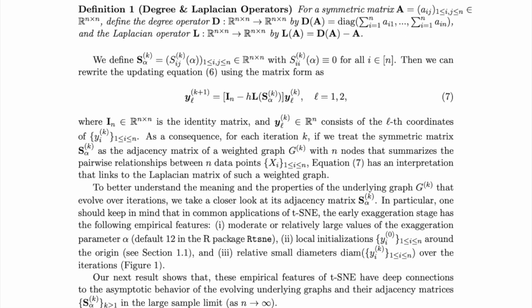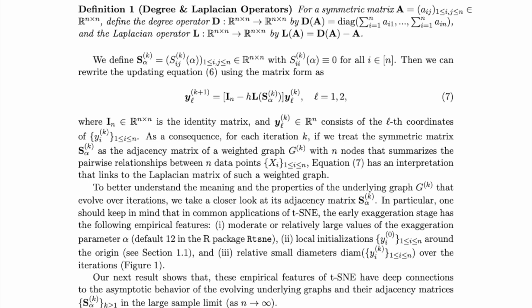Definition 1, degree and Laplacian operators. For a symmetric matrix A = (A_ij), 1 ≤ i,j ≤ n in R^{n×n}, define the degree operator D: R^{n×n} → R^{n×n} by D(A) = diag(Σ_{j=1}^n A_1j, ..., Σ_{j=1}^n A_nj), and the Laplacian operator L: R^{n×n} → R^{n×n} by L(A) = D(A) − A. We define S^(k)(α) = (S_ij^(k)(α)), 1 ≤ i,j ≤ n in R^{n×n}, with S_ii^(k) = 0 for all i in [n].